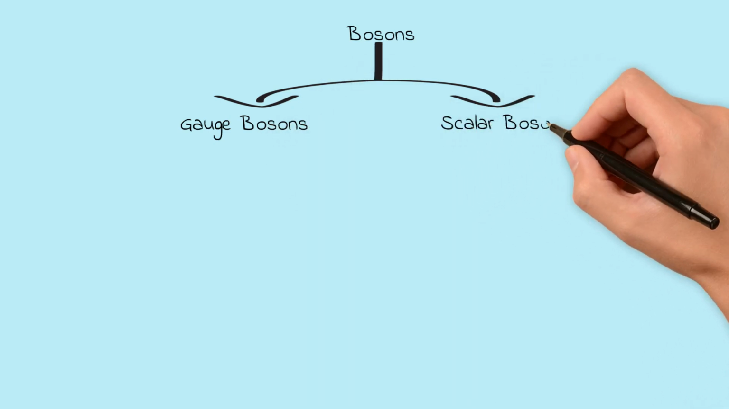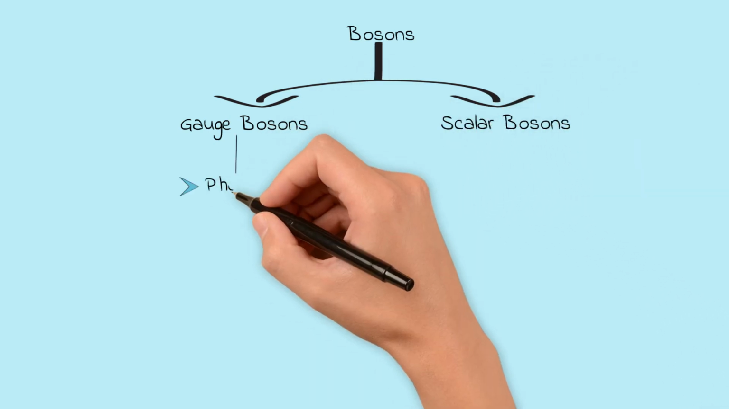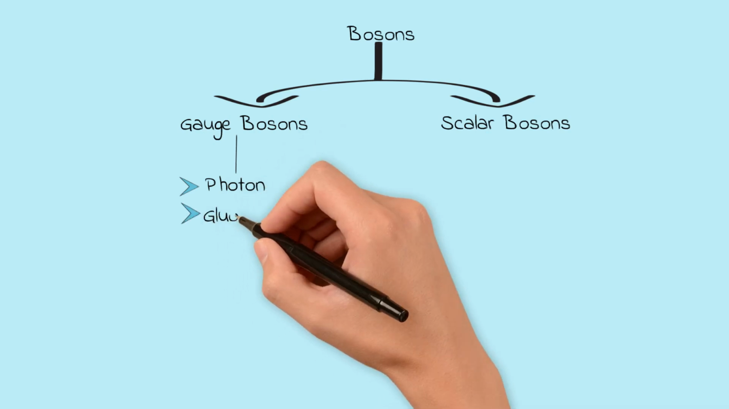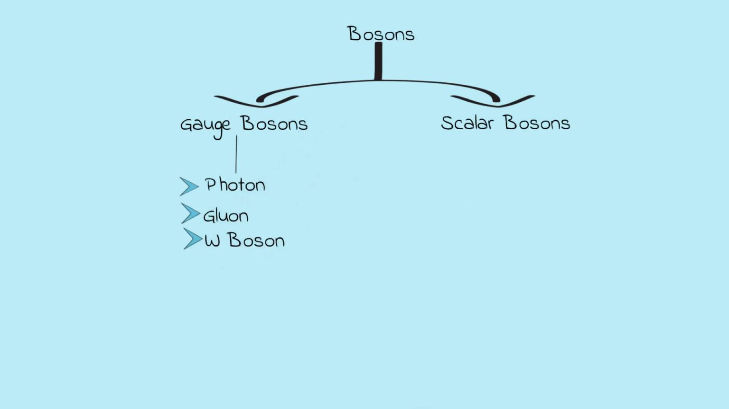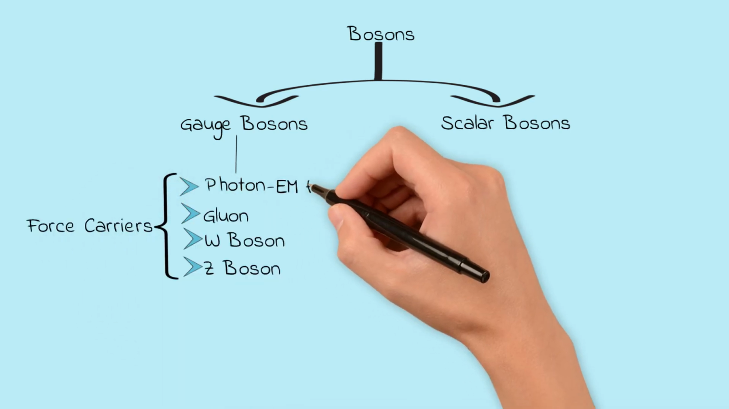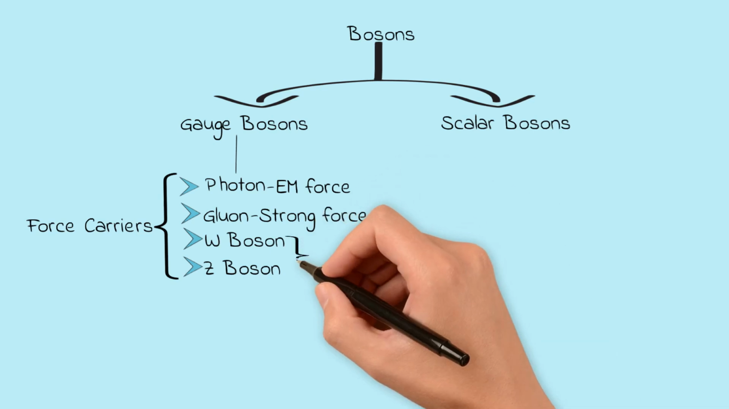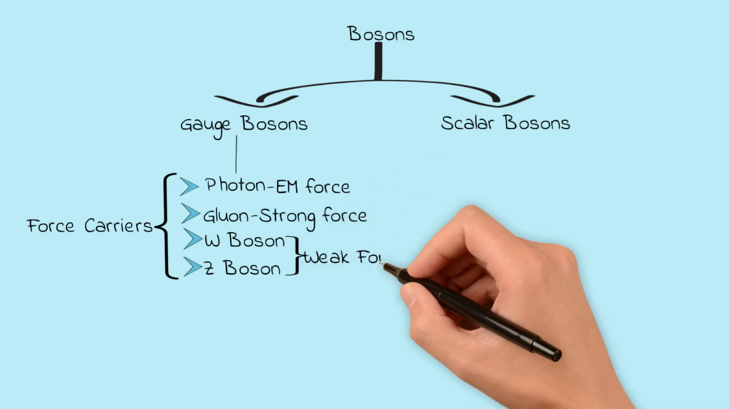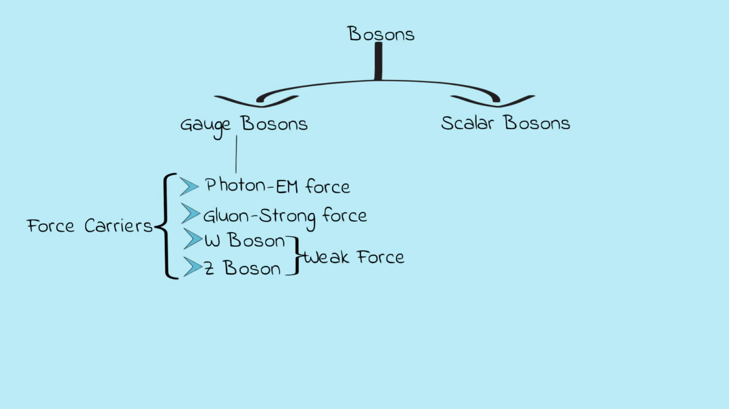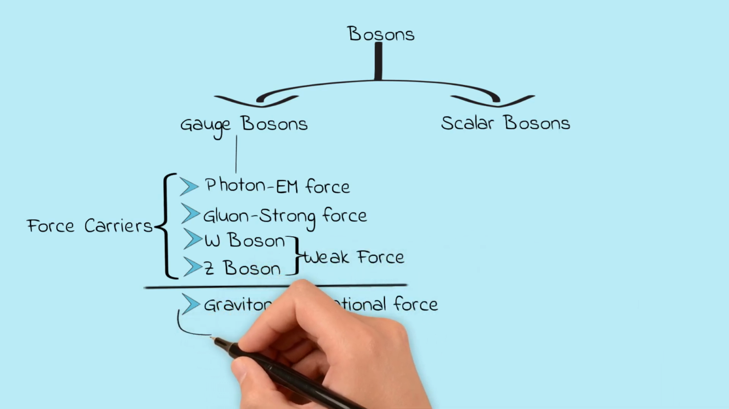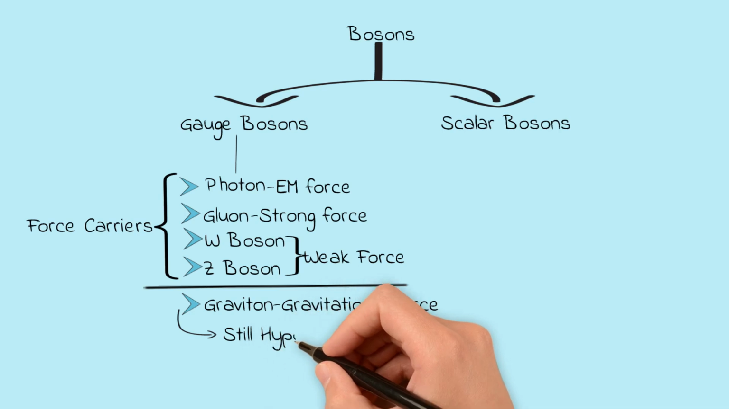The gauge bosons are four in number under the standard model. We have the photon, the gluon, the W bosons, and the Z boson. The photon is the mediator for the electromagnetic force, the gluon for the strong force, while the W and Z bosons are the mediators for the weak force. The electromagnetic force, the strong force, and the weak force are three of the four fundamental forces of nature. The fourth is gravity, and the mediator for gravitational force is the graviton.